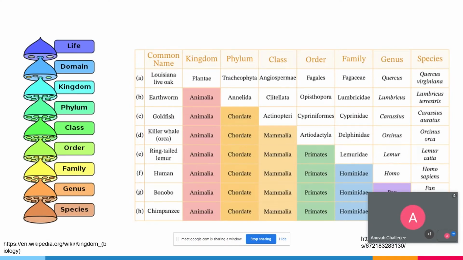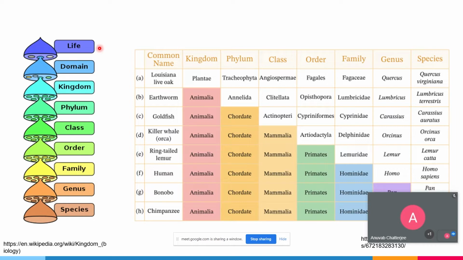So this is an information slide on this particular question. As we know, the hierarchy or the taxonomy of different organisms is divided as such, with the lowest rank being species, followed by genus, followed by family, order, class, phylum, kingdom, domain, and finally life.